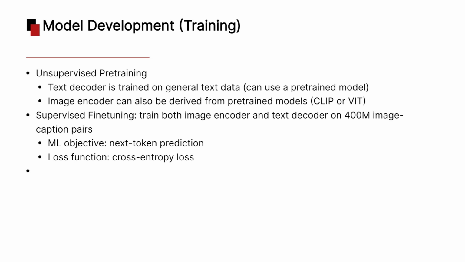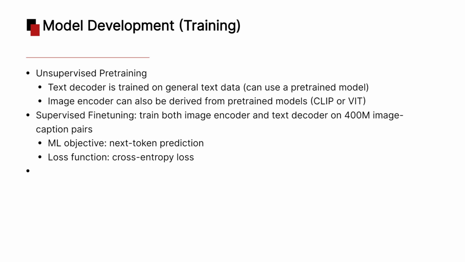Supervised fine-tuning. After pre-training, we fine-tune both the image encoder and text decoder together on a large paired dataset, such as 400 million image caption pairs. This step aligns visual representations with natural language descriptions. The machine learning objective during fine-tuning is next token prediction. Given the image features and preceding words, the decoder learns to predict the next word in the caption sequence.